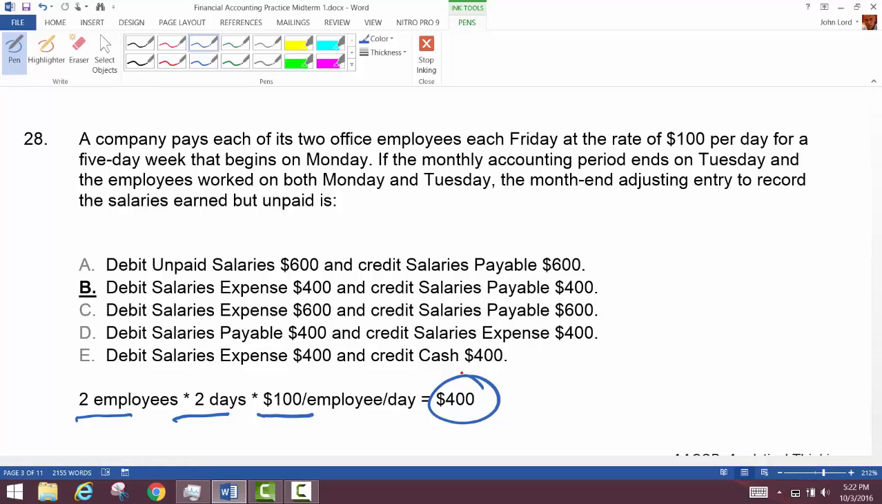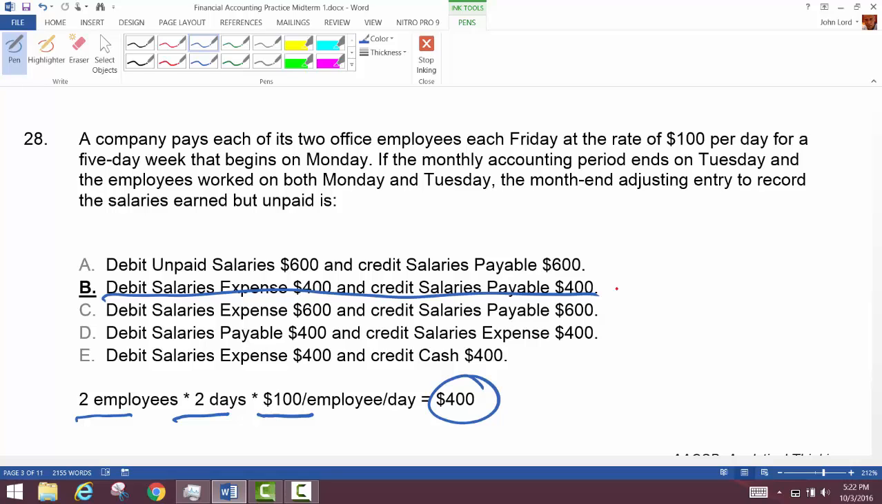Okay, so what do we do? Debit the salary expense, credit the salaries payable, because we got that work for those 2 days. The end of the month has come. We want to record the expense even though we're not going to pay them until Friday, right? How much are we going to pay them on Friday?